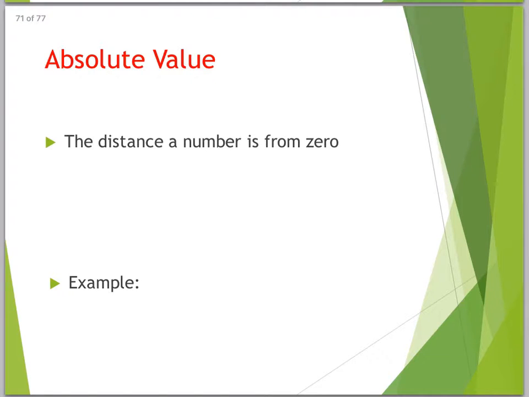Absolute value, if you remember, is the distance a number is from 0 on the number line. So if I talk about the absolute value of 3, I'm asking, how far is 3 from 0 on the number line? Well, it's 3 spaces. So obviously the absolute value of 3 is the number 3.